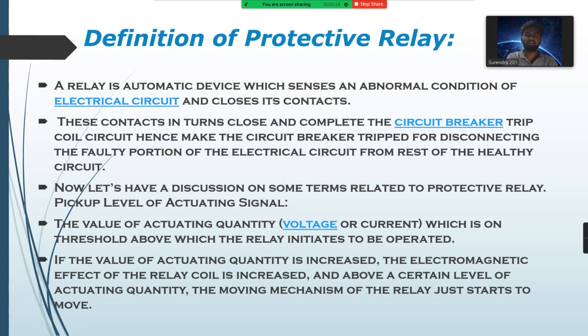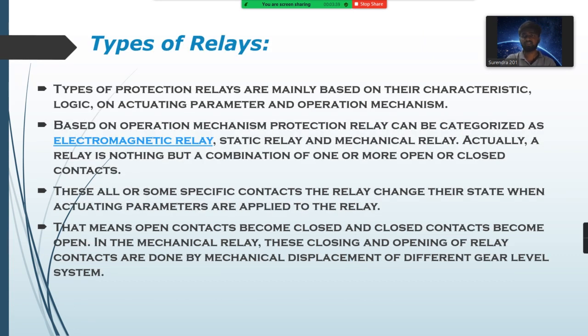Some terms related to a protective relay: the pick up level of actuating signal is the value of actuating quantity, of voltage or current, which is the threshold above which the relay initiates operation. If the value of actuating quantity is increased, the electromagnetic effect of the relay coil is increased, and above a certain level of actuating quantity, the moving mechanism of the relay starts to move. That is the basic definition of the protective relay and how it works. And we will discuss the types of relays.